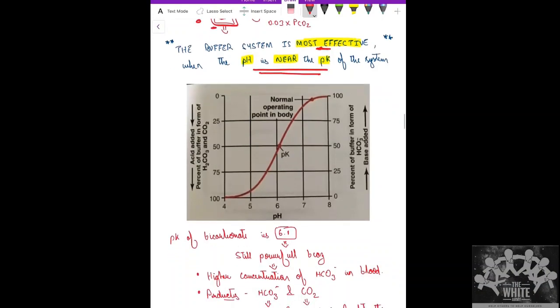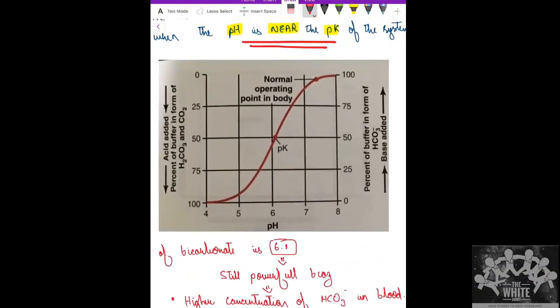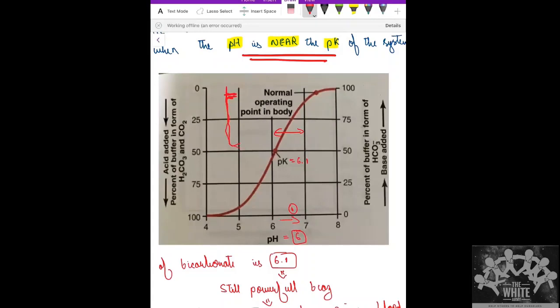Like we see in this graph, let's take, for example, the body's pH to be 6. The pK of the bicarbonate buffer is 6.1. So now this is the change in pH. Change in pH is 6 to 7, so the change in pH is 1. The amount of acid or base that is being added is this much. So we see that for a large amount of acid or base being added, the change in pH is just 1.